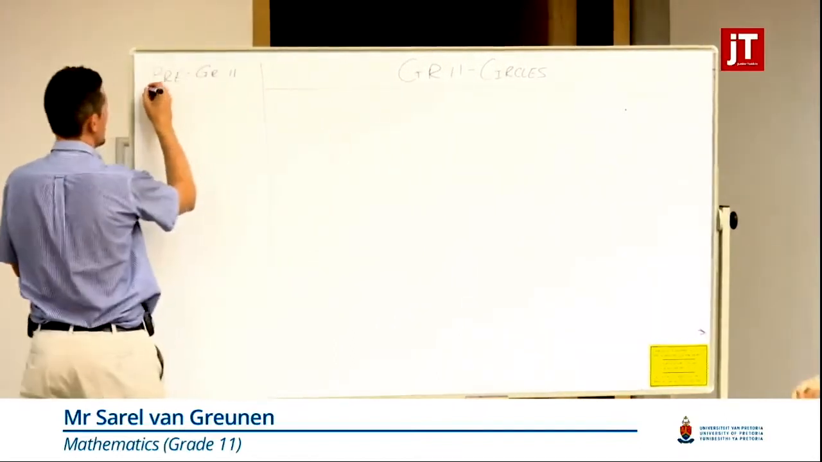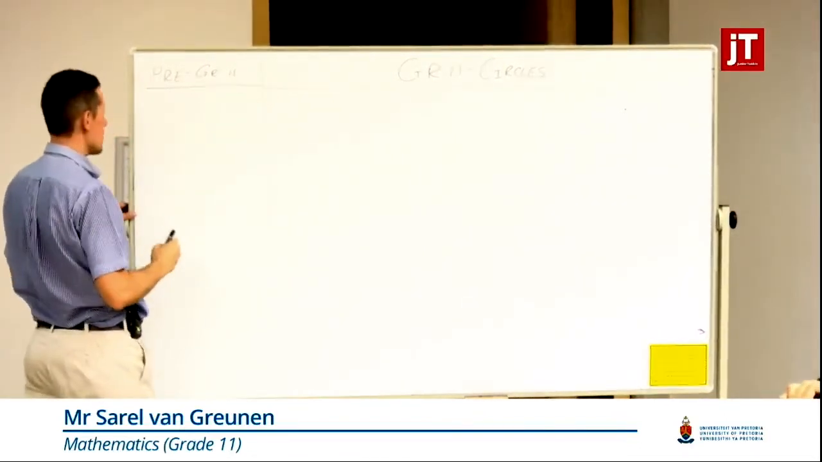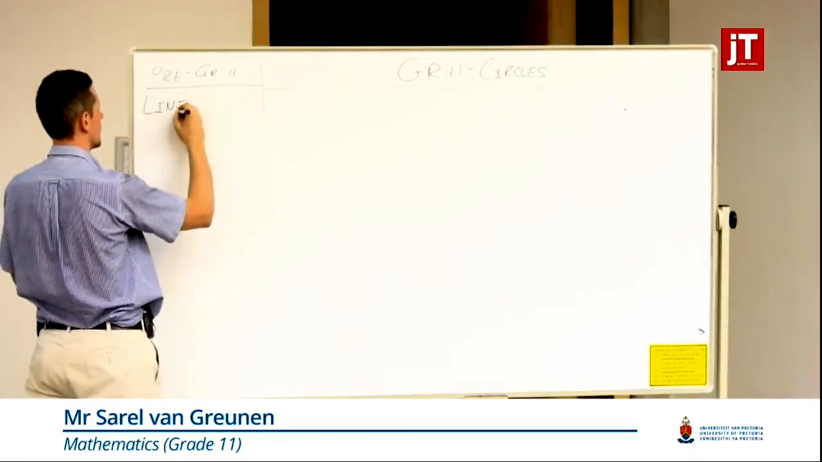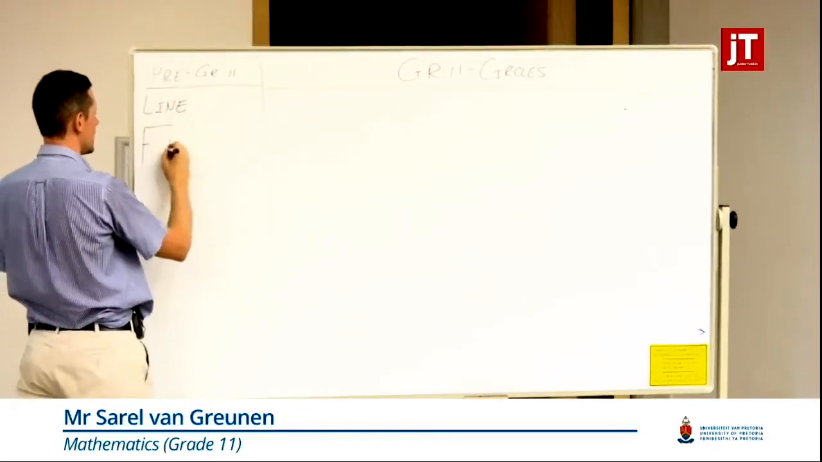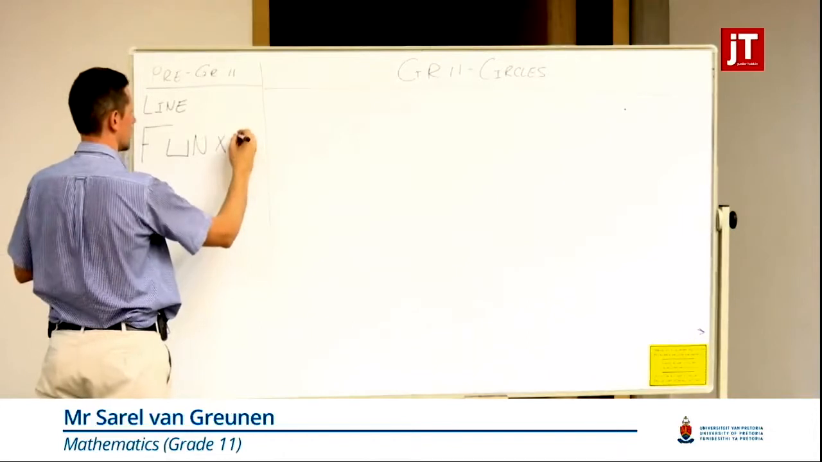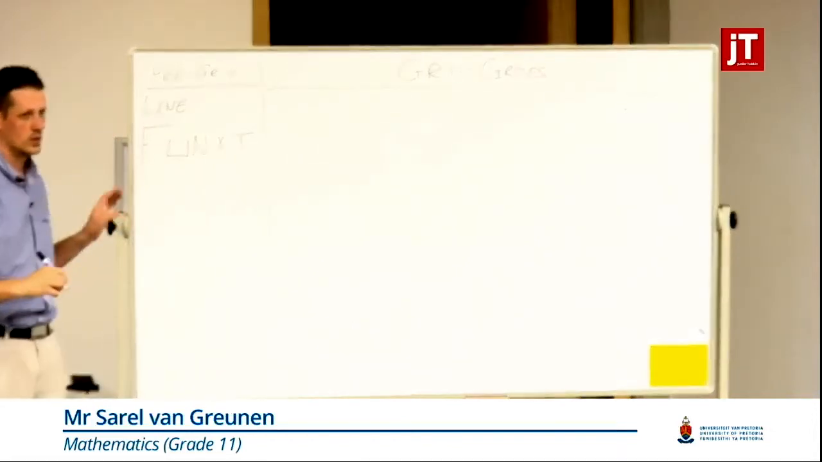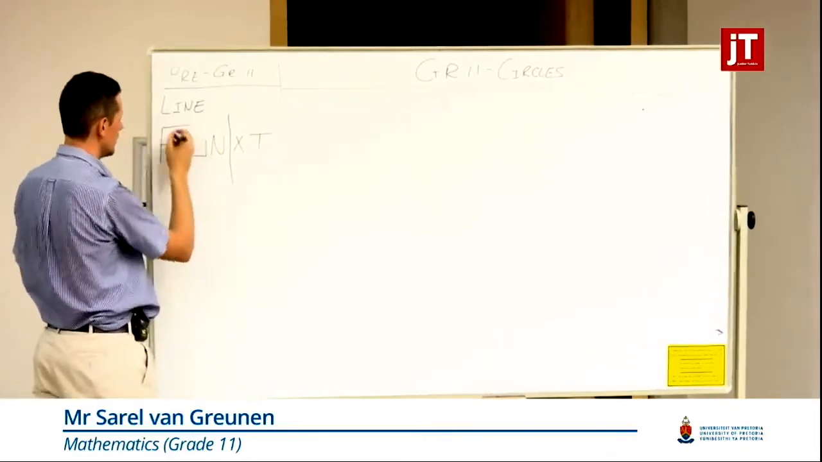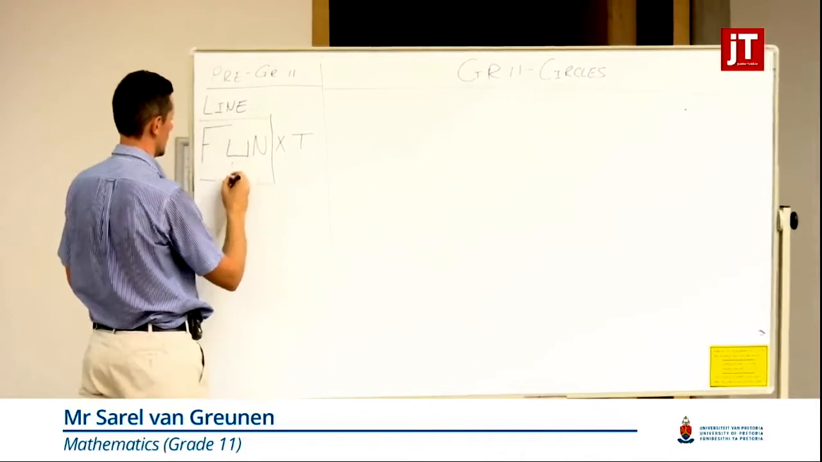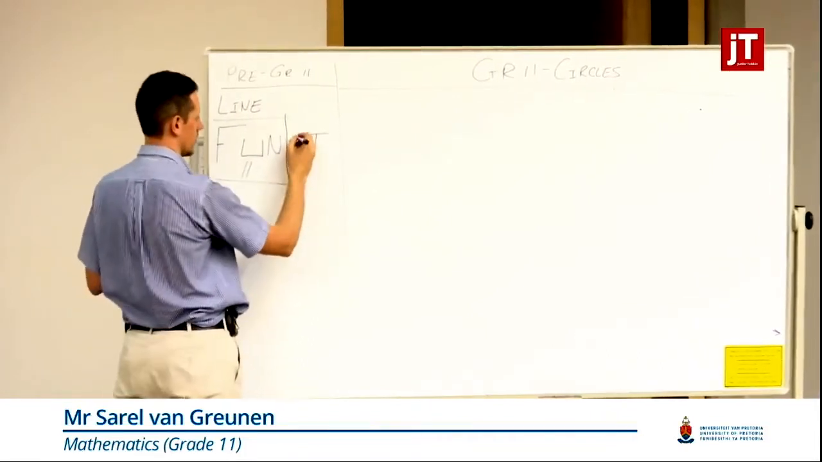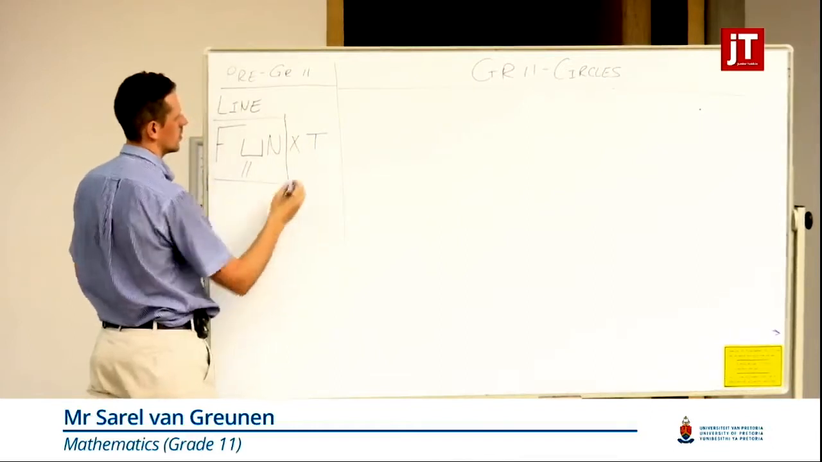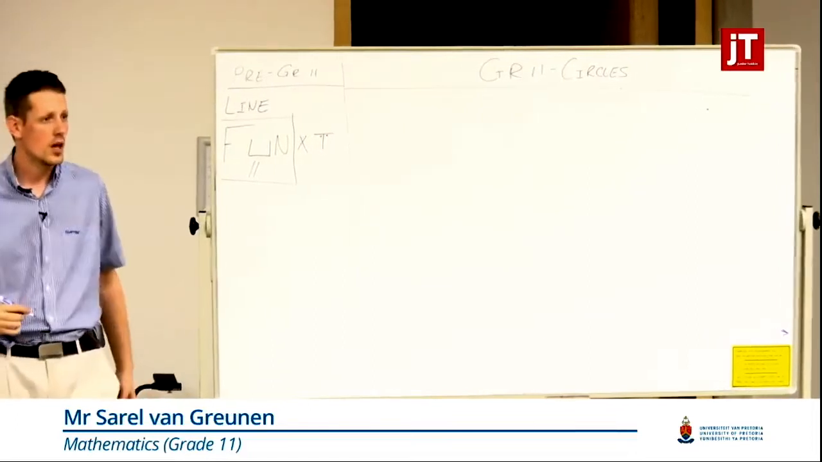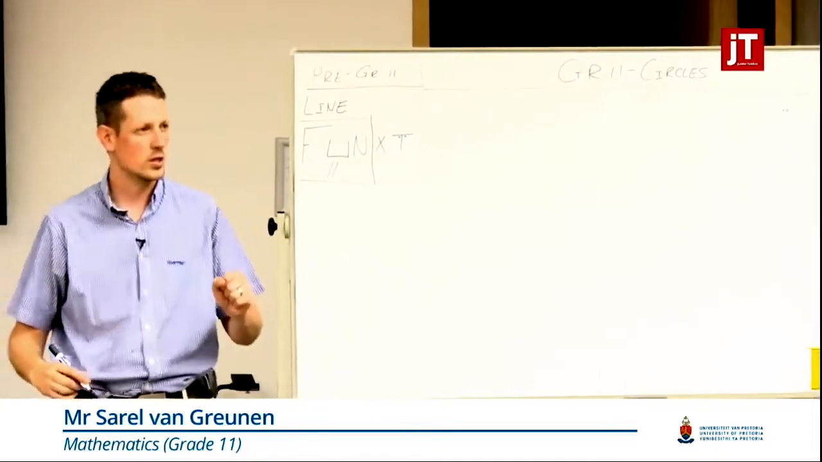Now, when I look at the pre-grade 11 parts, those are the part like straight lines, where I've got F, U, N, X, and T. Okay? Your three parallel line theorems and vertically opposite, and your angles on a straight line. That is grade 8 work.